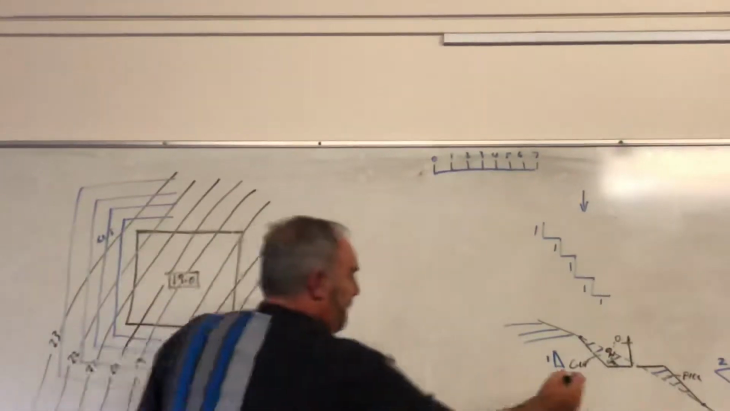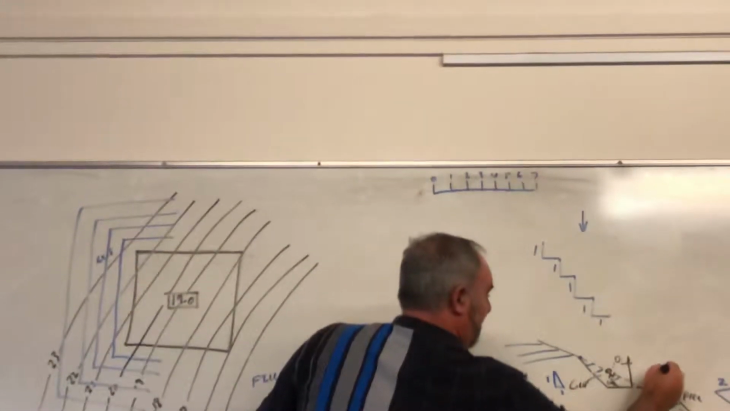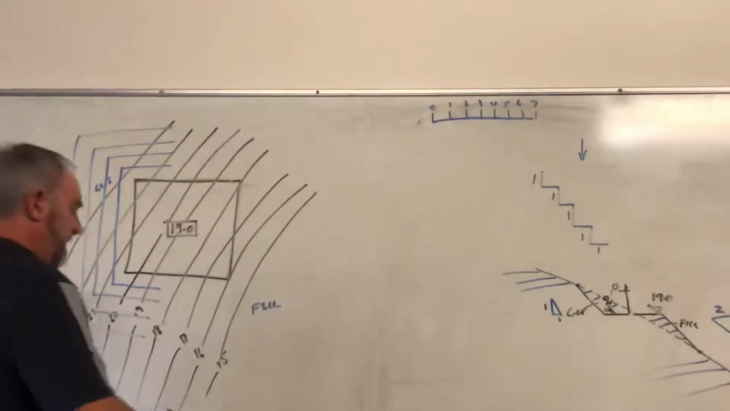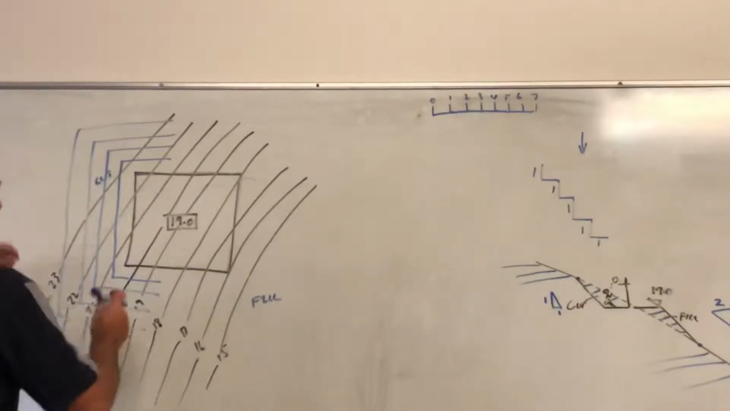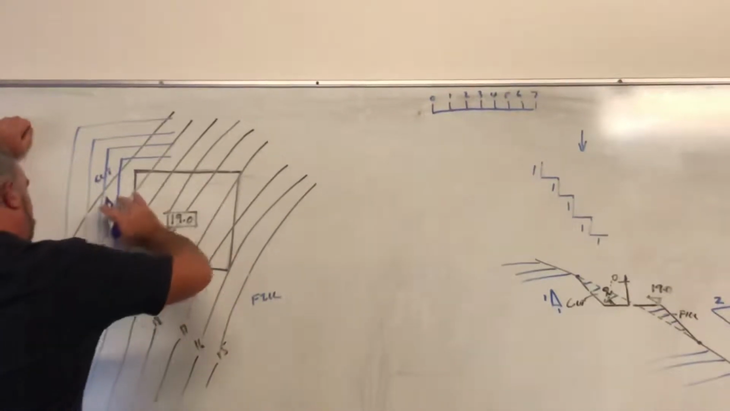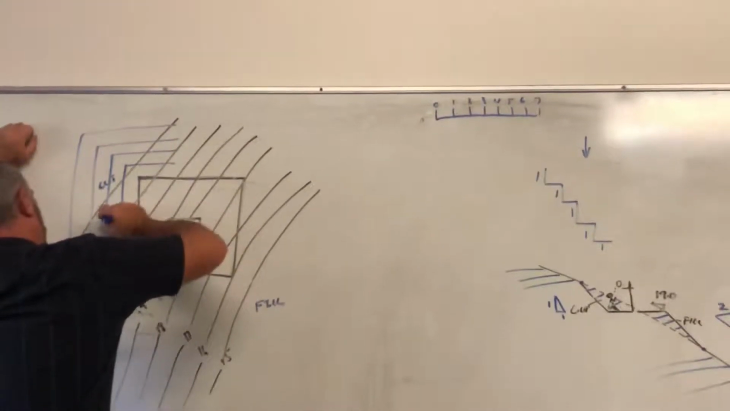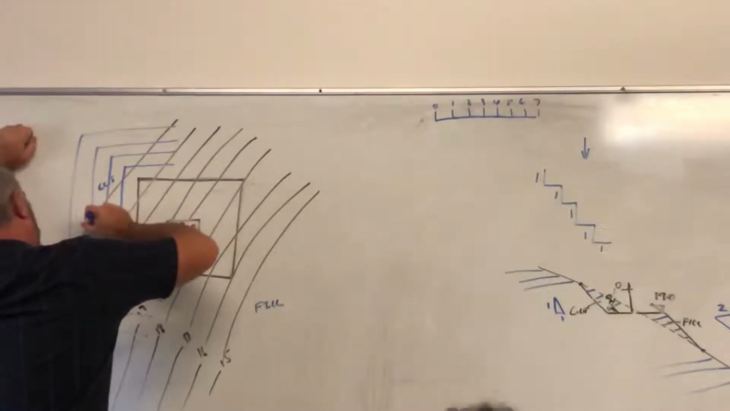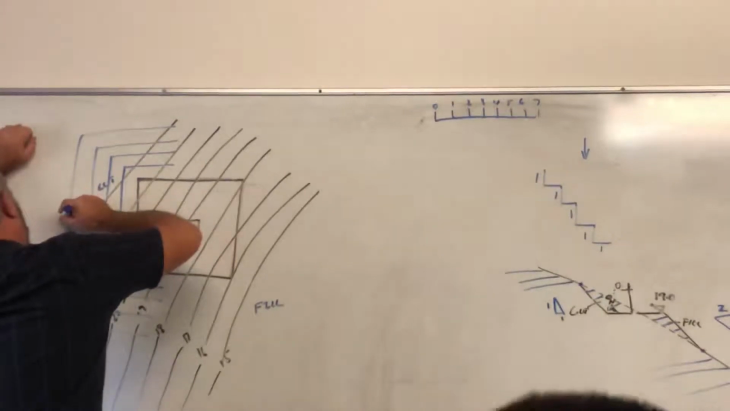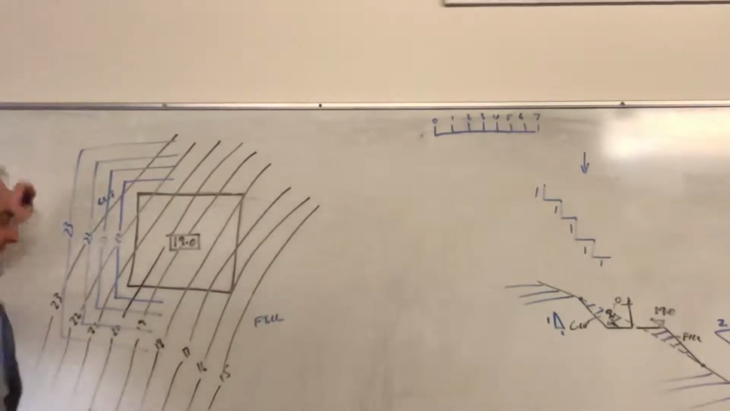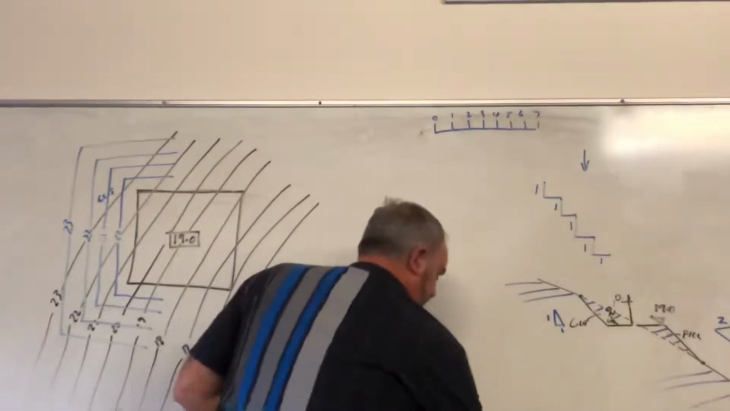So our platform level here is 19. So the next one up is going to be 20, 21, 22, 23. Okay, now we play a little game called Join the Dots.